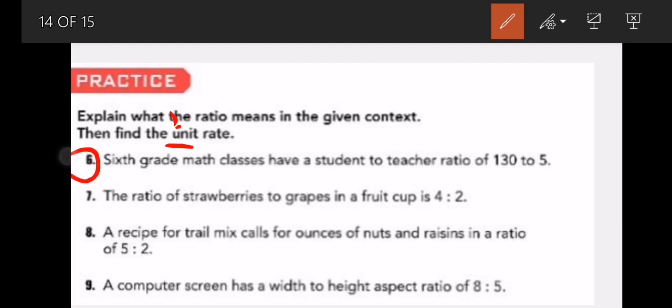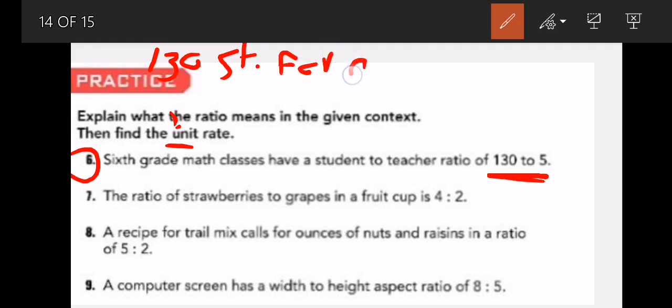Question number 6. 6th grade math classes have a student to teacher ratio of 130 to 5. So your ratio is 130 to 5. How can I explain this? 130, what do I have? 130 students for each 5 teachers. So the explanation will be 130 students for each 5 teachers.